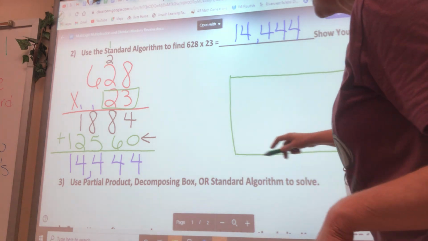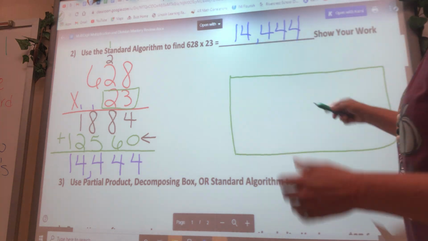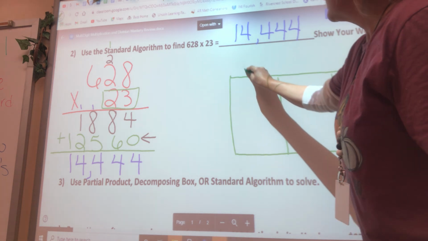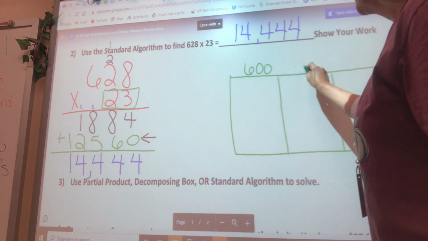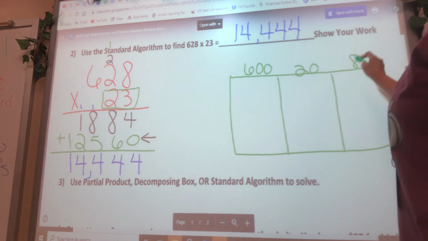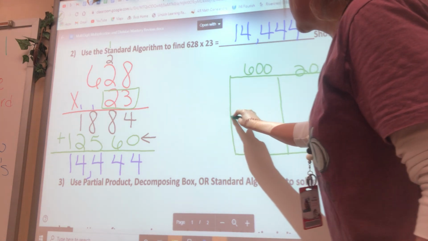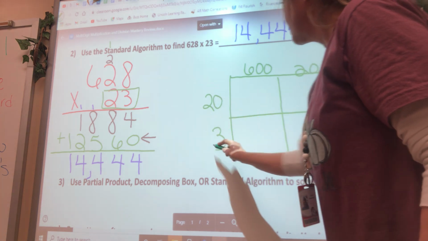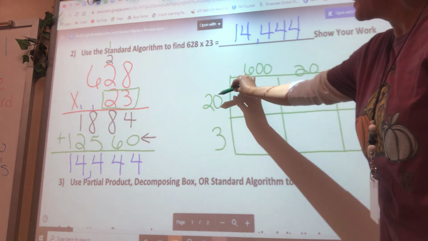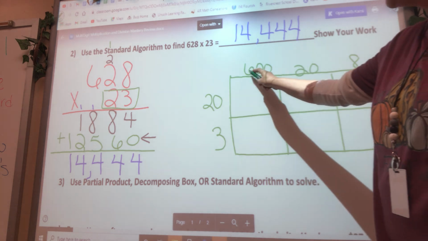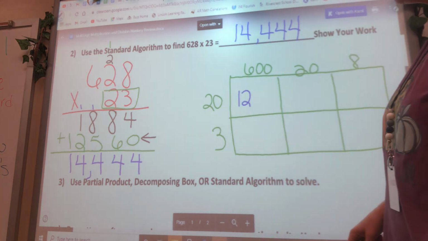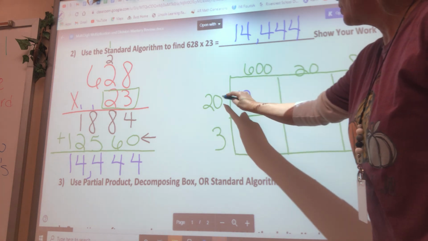you could do a decomposing box really quickly because y'all have gotten really good at those now. So we would have 628 times 23. Quick math on our multiples of 10. 6 times 2 is 12. And how many multiples of 10? 1, 2, 3.